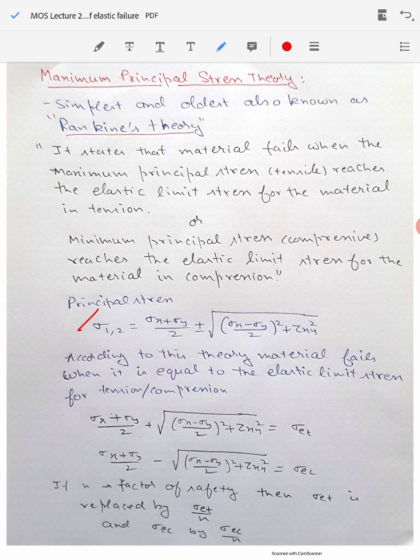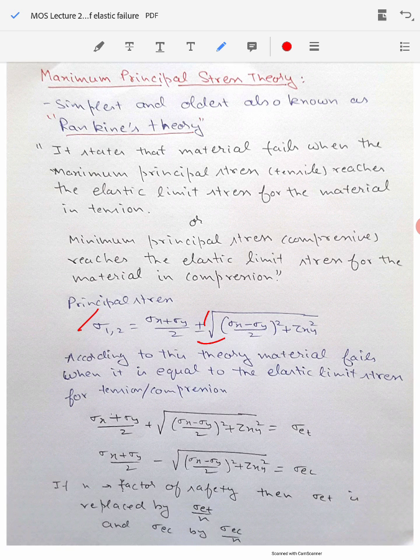These sigma x and sigma y can be tensile or compressive, or they both may be tensile or they both may be compressive as well. So by this formula we can calculate the value of sigma 1, which comes with the positive sign here, and sigma 2, which comes with the negative sign in this formula.